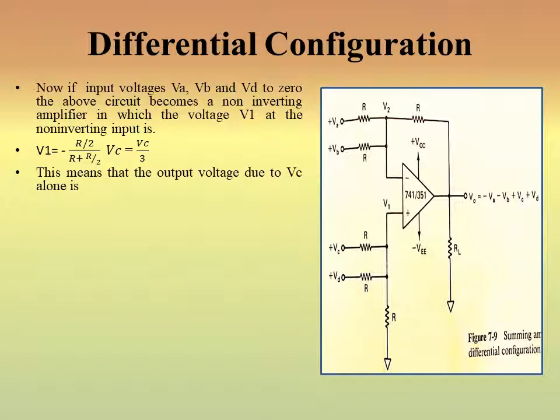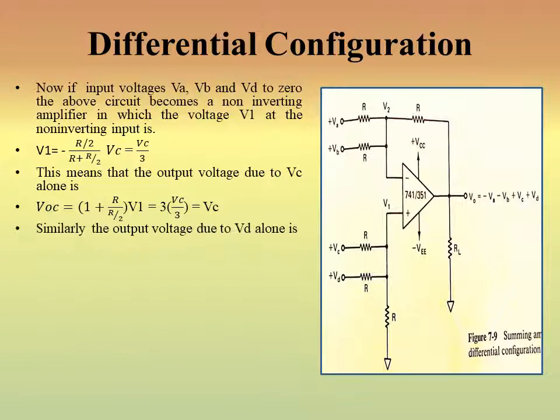This means that the output voltage due to VC alone is VOC, and this we can write as 1 plus RF upon R1. This is the gain of the circuit into the input voltage. So here we can write 1 plus R upon R by 2 into V1. Now putting all the values and simplifying it, we get VOC is equal to VC. So the output voltage due to VC alone is simply VC. In the same manner, we can calculate the output voltage due to VD alone, and it will be equal to VD.